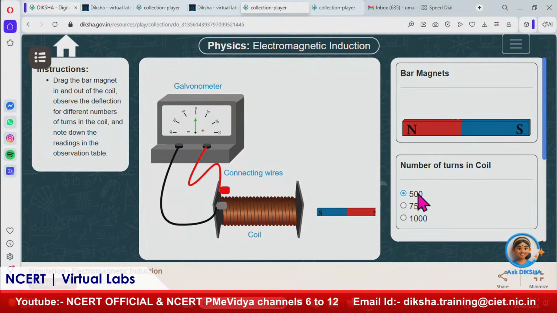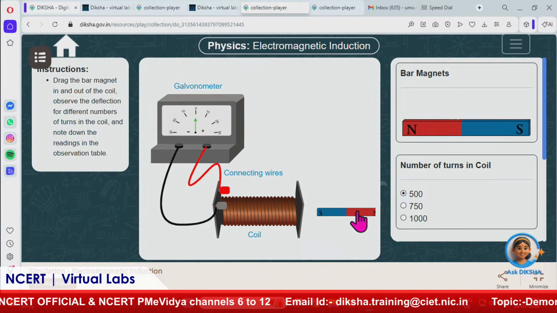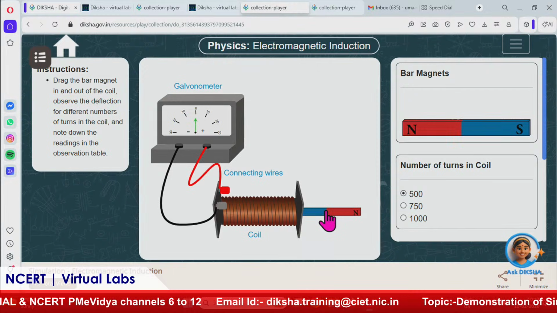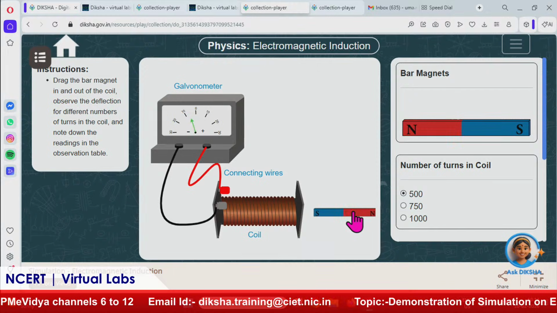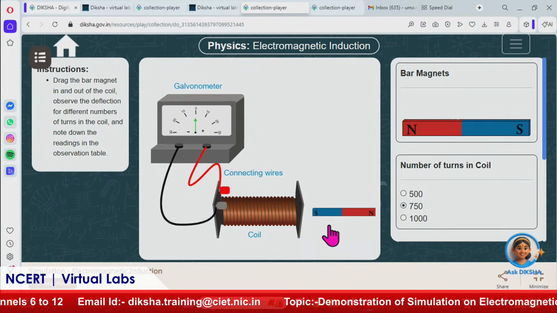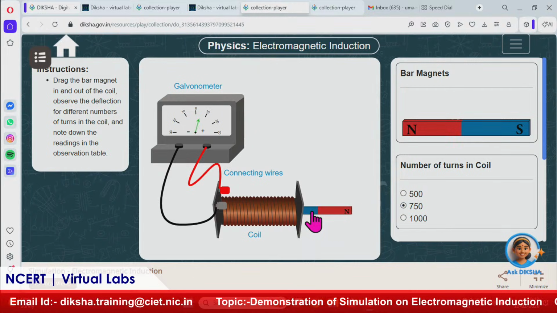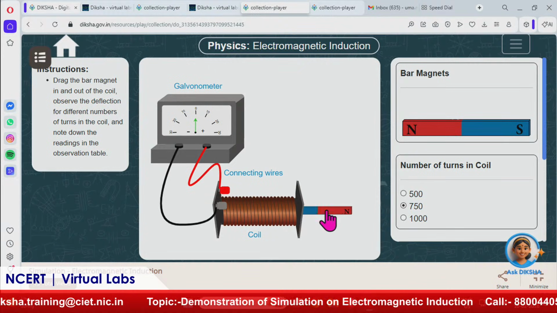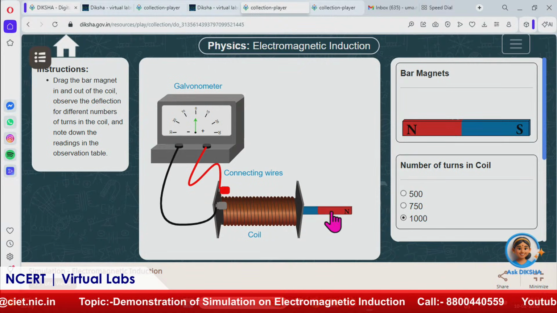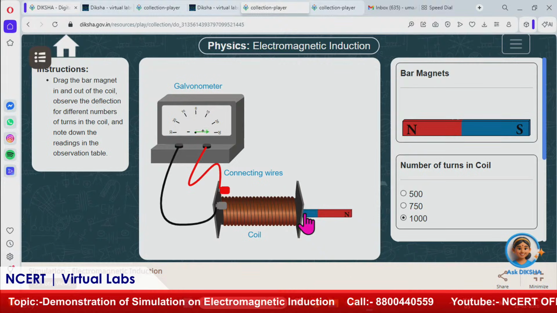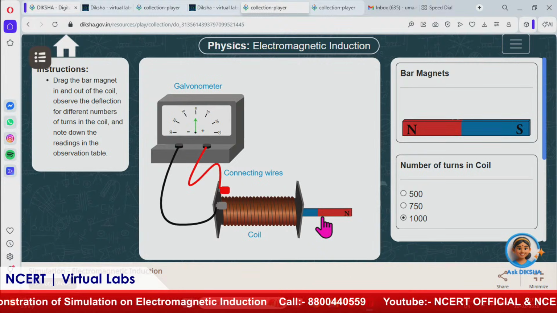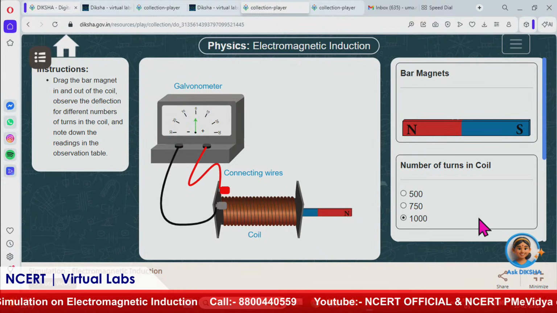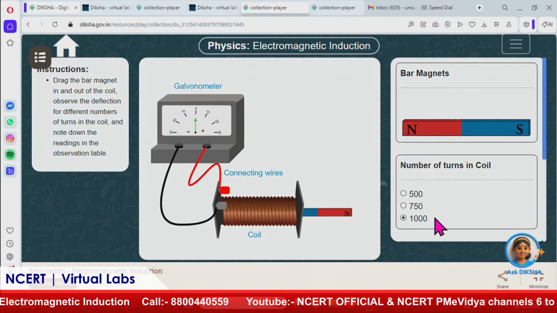So with 500 turns, you will see it is moving only till 10. Let's do it for 750. As I am moving, it moves towards 20. Or suppose for 1000 turns, again doing this, it is moving towards 30. That means the intensity of the current increases as the number of turns in the coil increases.